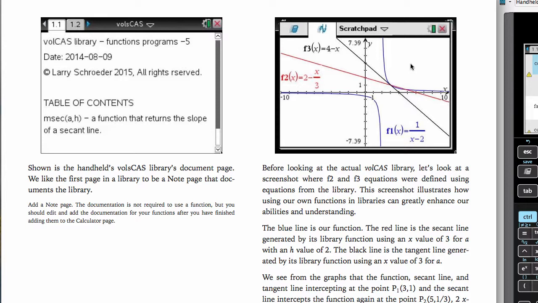So what's going to happen is we're going to have the graph of a tangent line, here, which is going to be 4 minus x. We're going to have a graph of a secant line at the point x equal 1, 2, 3, which cuts it in two different places. And again, here it shows us defining our library.